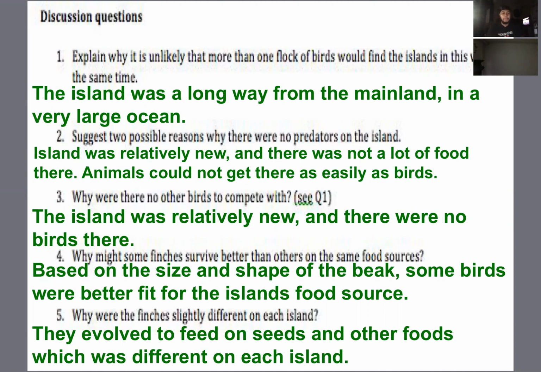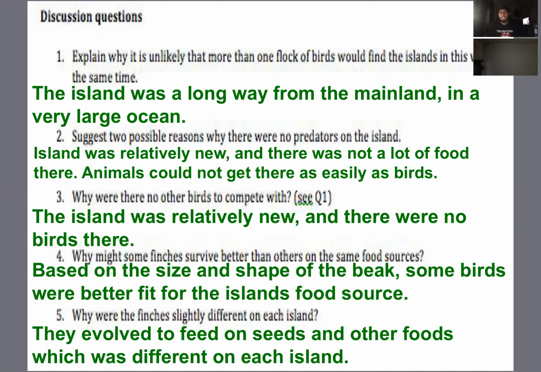And then number 5. Why were the finches slightly different on each island? They evolved, right? And evolution is a change over time. So they evolved to feed on those seeds and other food sources, which were different on each island. So even though they're all finches, they're all slightly different. And primarily, the food was what was molding which birds would be able to survive on each island.